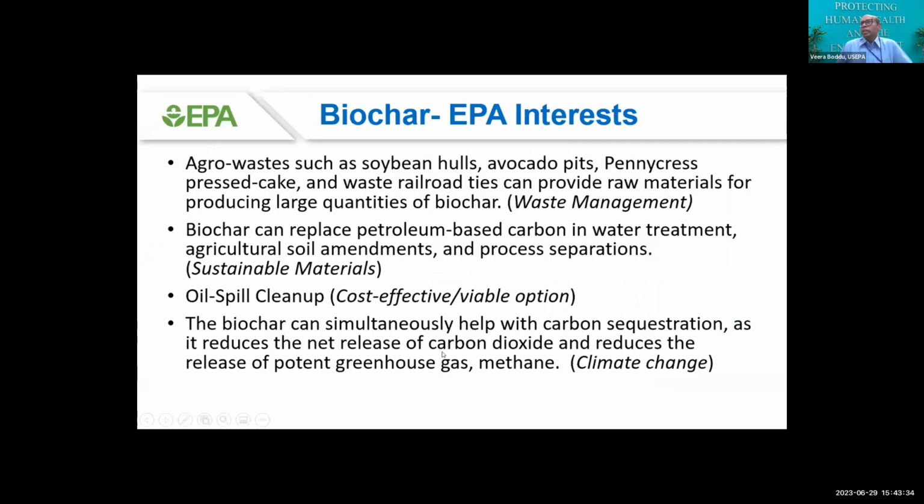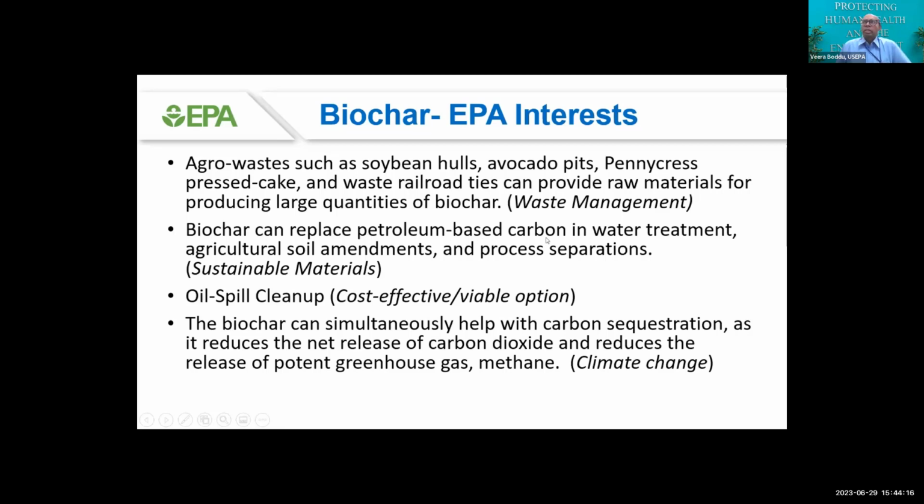Why is EPA interested in biochar? Needless to say, agro waste such as soybean hulls, avocado pits, and others, such as maize or all the crop residues, create a waste management problem. At the same time, if they are left to biodegrade, they release a lot of methane, which is a potent greenhouse gas, at least 25 times more potent compared to carbon dioxide. So waste management is one of the interests for EPA.